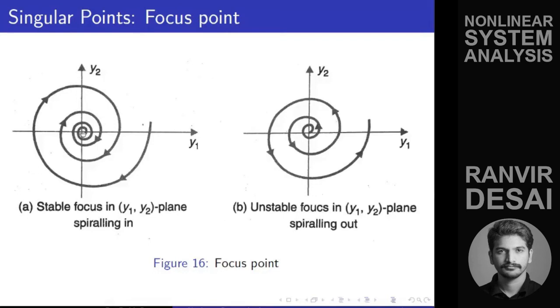Now if sigma is positive, if they are on the right hand side, they are a complex pair, but they are on the right hand side, then we will have an unstable focus point. You will start at any point and you will start going outwards, away from the origin. So in this case, it is called an unstable focus point.